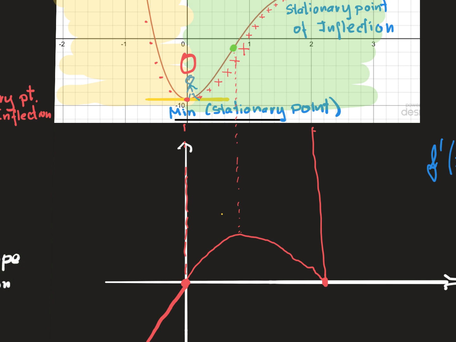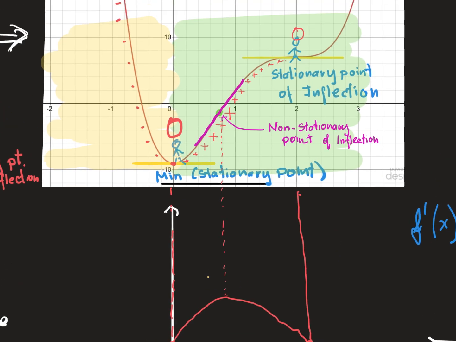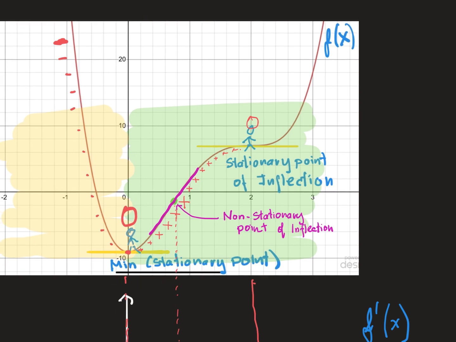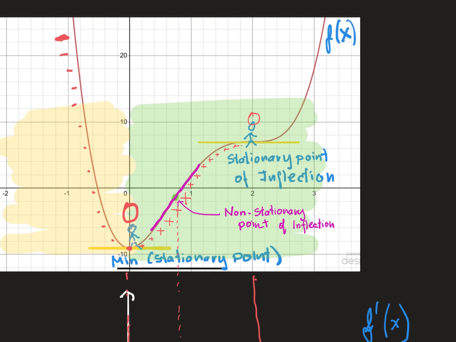So this green point over here is a point of inflection, but it is not stationary. We don't call it stationary because the meaning of stationary was the fact that we could make the little man stand on it. And finally, we should examine the last zone of this graph, which is coming here. Let's have a look over here from that man all the way up to the top.